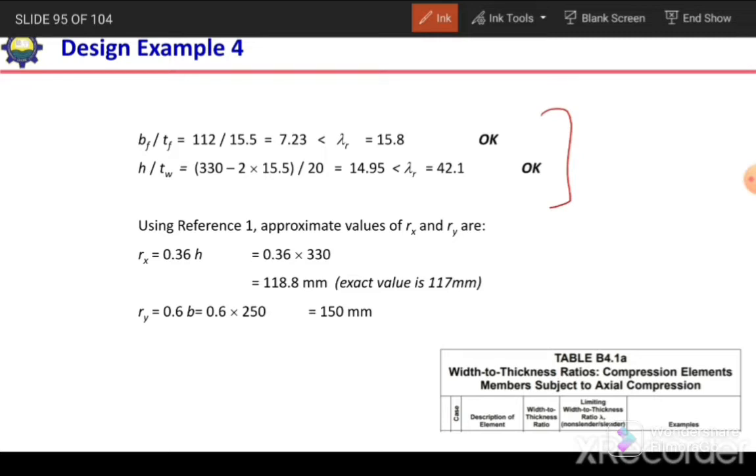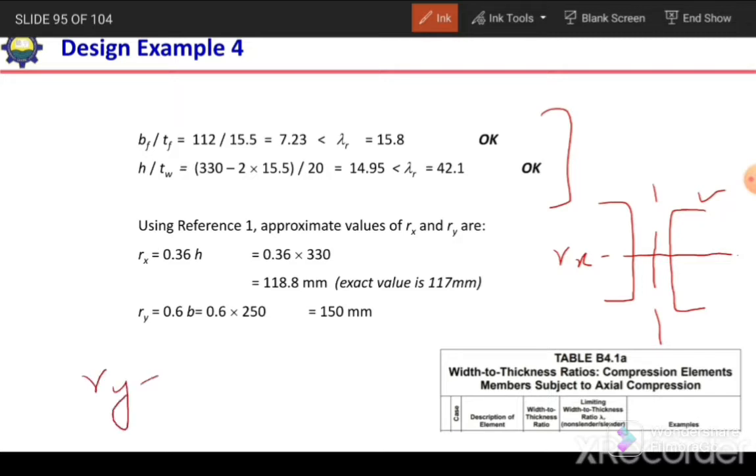For the global instability, we need to determine the R value in both directions, X as well as Y. So Rx will be the same as that of the channel section, but Ry will be changed. So we need to calculate the Ry value. We can calculate the exact value of Ry by calculating I of the built up section about the y-axis as well as the total area.